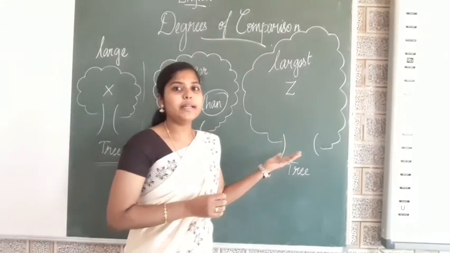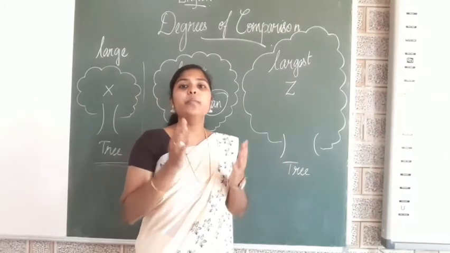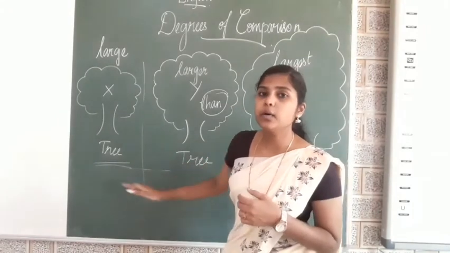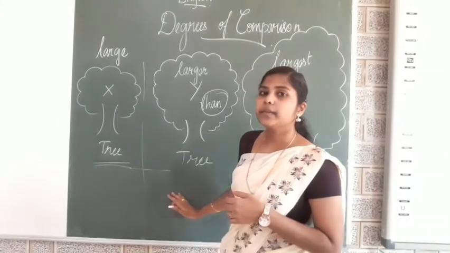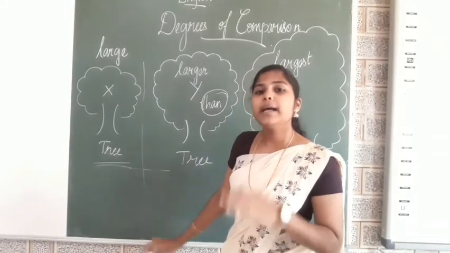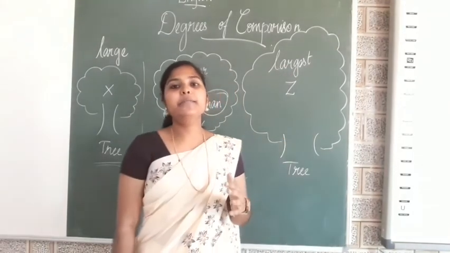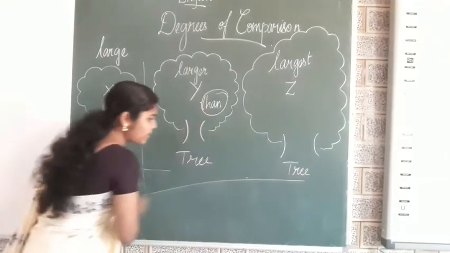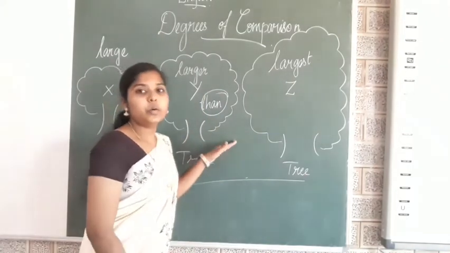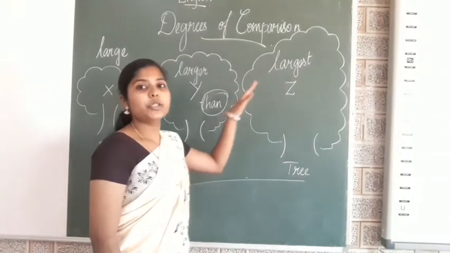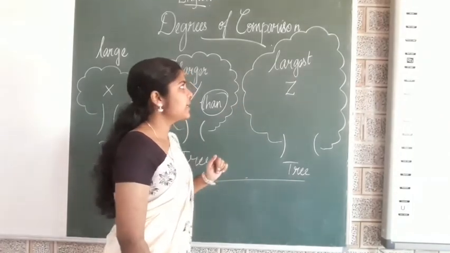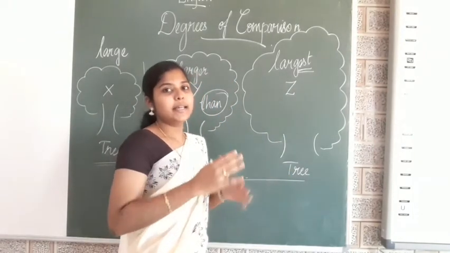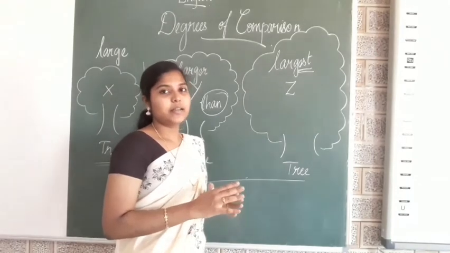Then what about superlative degree? If we want to compare more than two. Here we have compared only two nouns, X and Y. That's why it is comparative degree. In the case of superlative degree, we have to compare more than two things, more than two objects. Here we are comparing three trees, more than two nouns, and hence it is superlative degree. For superlative degree, the adjective keeps on changing. Let's discuss it. Okay. Till this, students, can you understand?